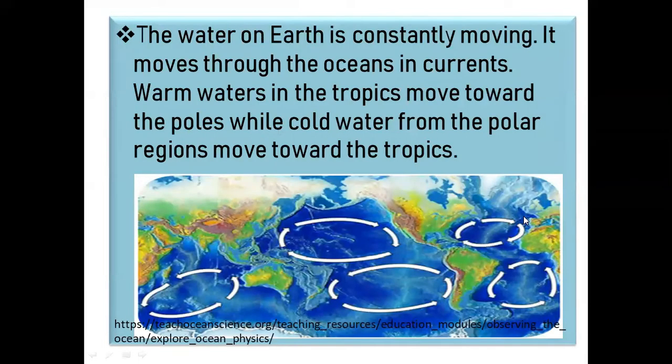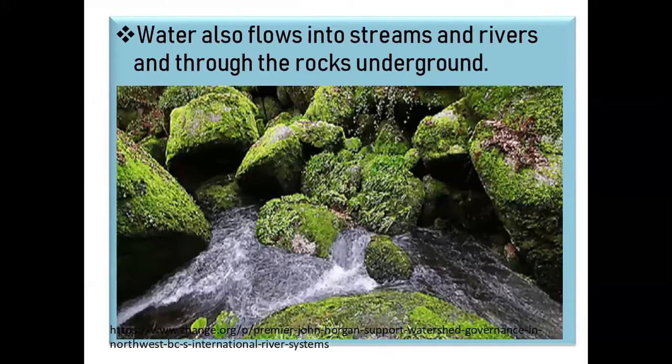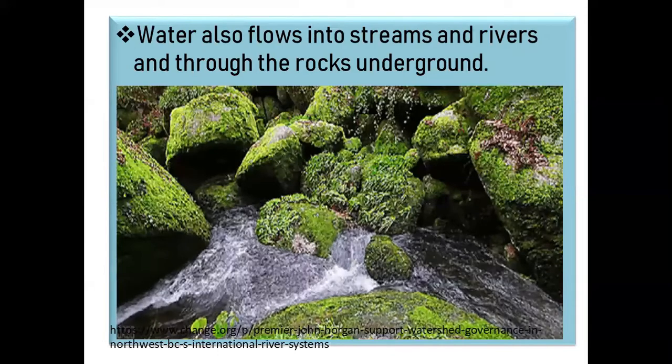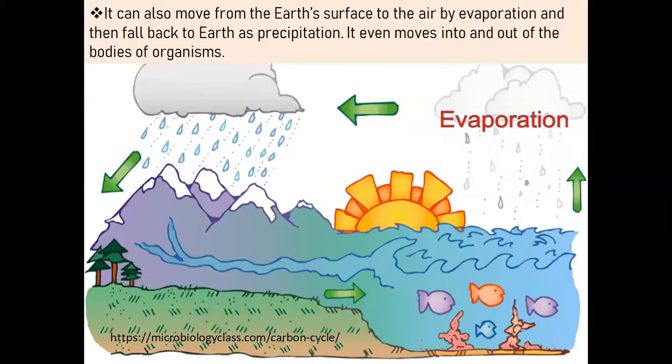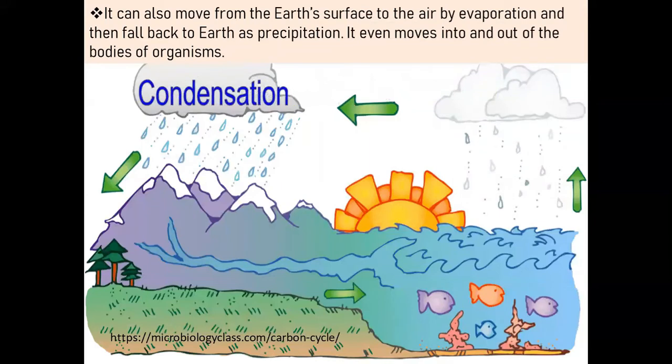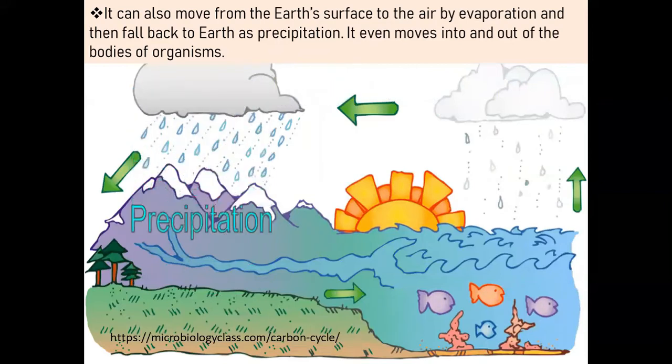The water on Earth is constantly moving. It moves through the oceans in currents. Warm waters in the tropics move toward the poles, while cold water from the polar regions moves toward the tropics. Water also flows into streams and rivers and through the rocks underground. It can also move from the Earth's surface to the air by evaporation and then fall back to Earth as precipitation. It even moves into and out of the bodies of organisms.